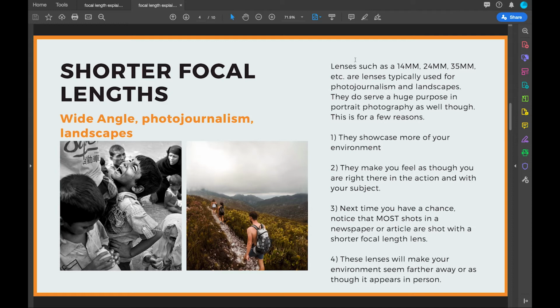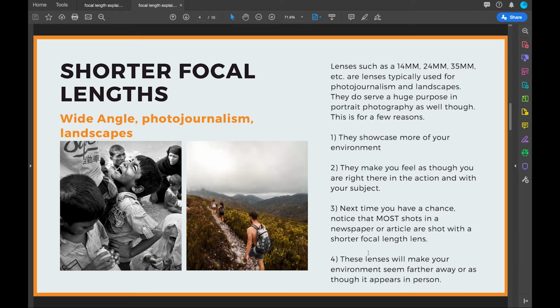So check this out here. Lenses such as 14mm all the way up to 35mm are known as shorter focal length lenses, and these typically are used by photojournalists, for landscape photography, and sometimes in portrait photography. I personally love to shoot with 35mm, but understand that these lenses are going to make your viewer feel a certain way. It's going to make them feel that they're almost there in the scene with you. These lenses are often used to showcase more environment, so this environment would be very difficult to shoot and showcase this mountain using a telephoto or a longer length lens.